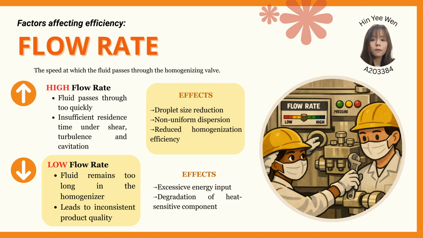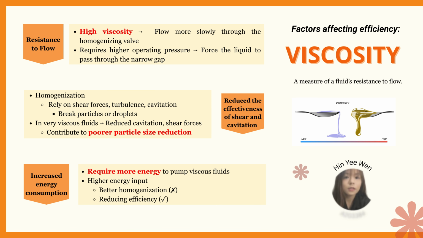In contrast, if the flow rate is low, the fluid remains too long in the homogenizer. This may use excess energy and degrade the heat-sensitive components. Consequently, it affects the product quality. Therefore, optimal flow rate should be applied to provide adequate residence time for effective shear and cavitation to allow uniform particle size distribution. Besides, viscosity of the fluid also affects the efficiency.